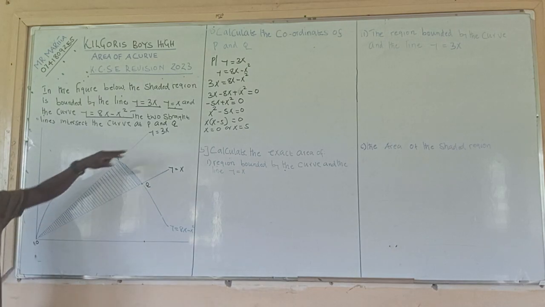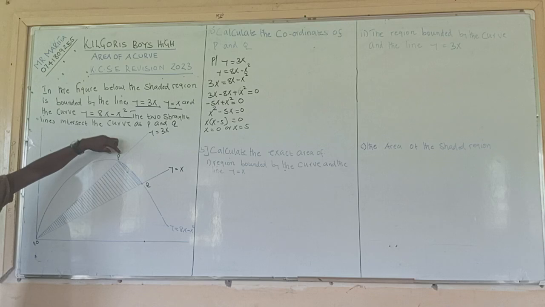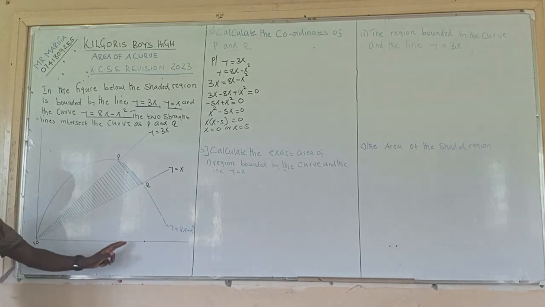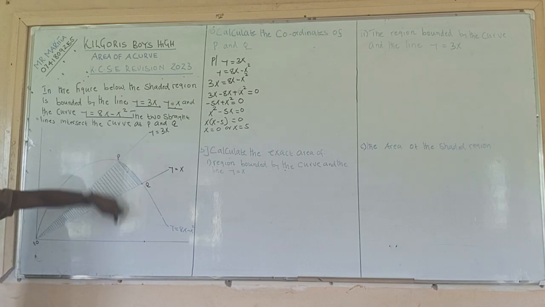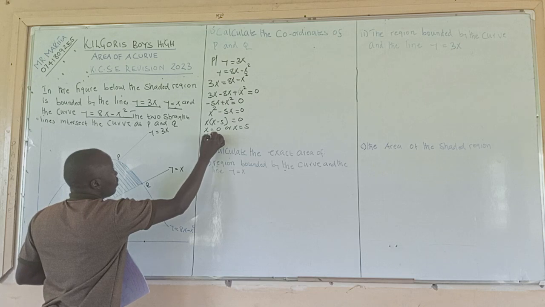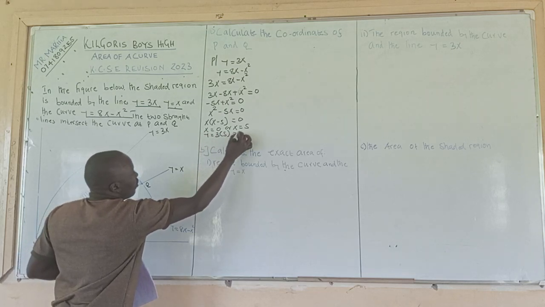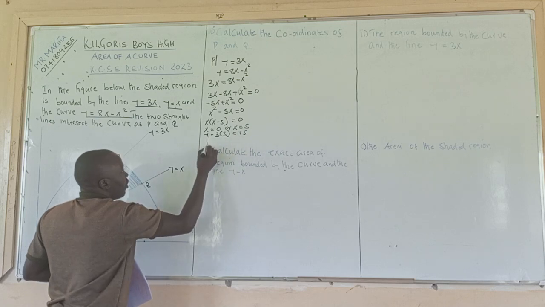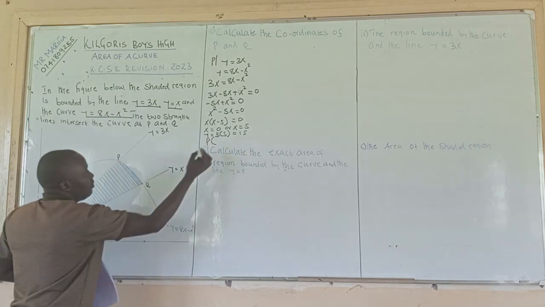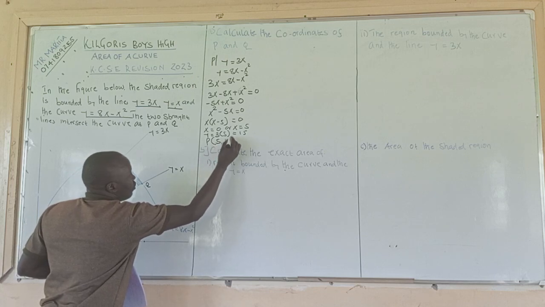We ignore x = 0 because point P is above the x-axis, so its values are above 0. Now we find y = 3 into the value of x, 5, which is 15. The coordinates of P are x = 5, y = 15.